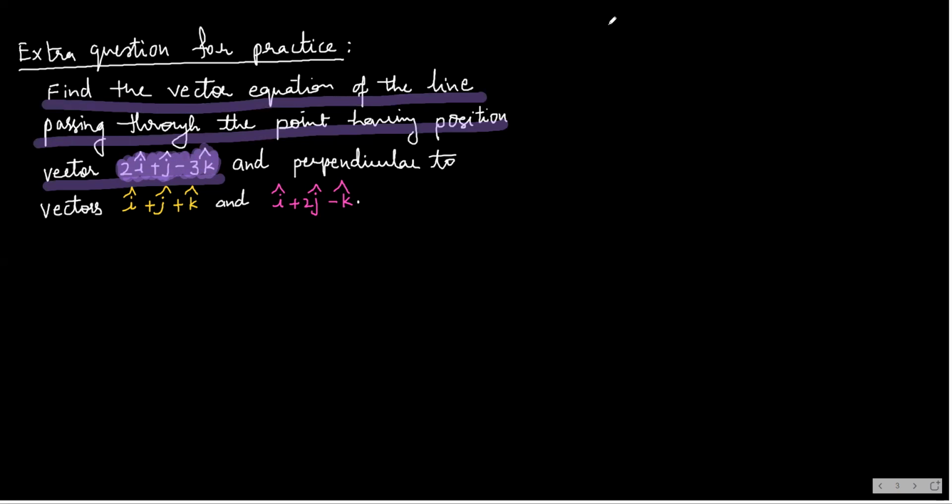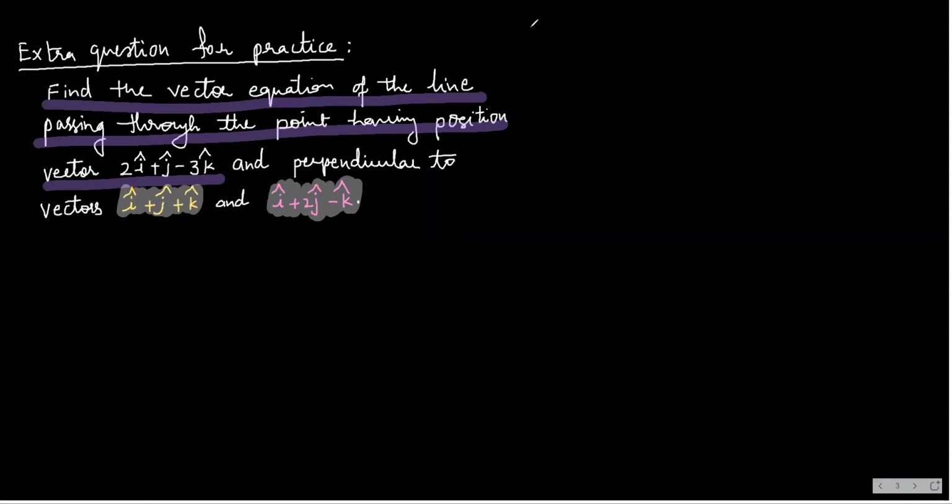So we are given a point on the line. Once again, find the vector equation of the line passing through the point having position vector 2I cap plus j cap minus 3k cap and perpendicular to these vectors. This is interesting. We are given two vectors to which the required line is perpendicular. Now you can understand how easy this would get.